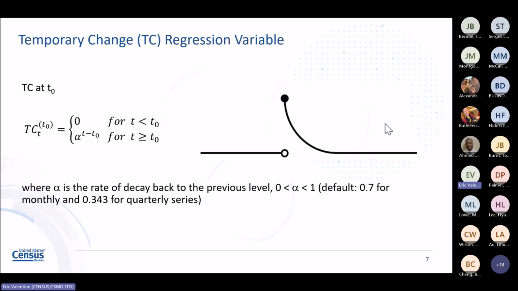Let's say that T0 is when the change in the series begins. For all time points before T0, the function is just a constant 0. This is because the change has not yet occurred. For time T0 and beyond, the function is an exponential function where alpha is a constant rate of decay that's greater than 0 but less than 1. X13 has a default value, like I mentioned earlier, for the monthly and quarterly series. The default again is 0.7 for the monthly series.